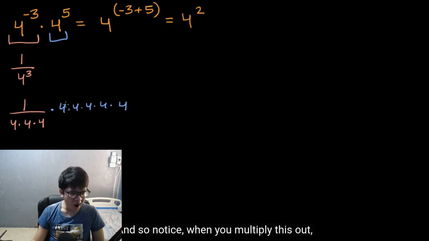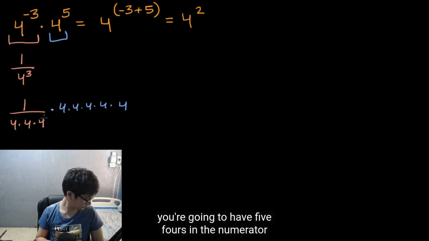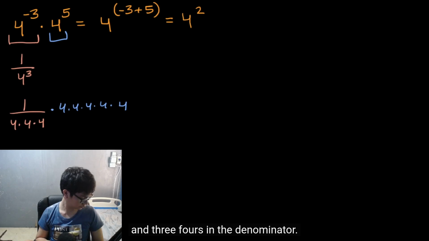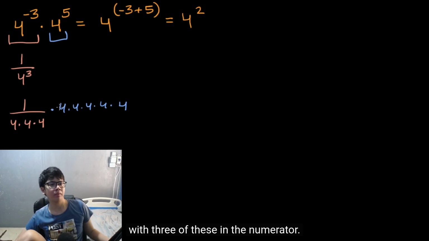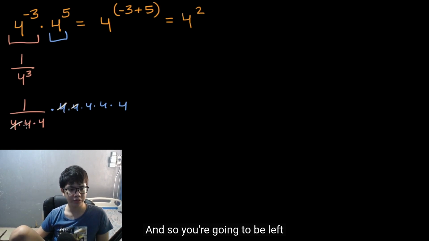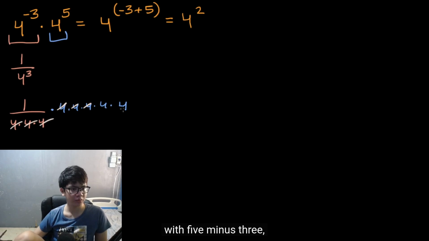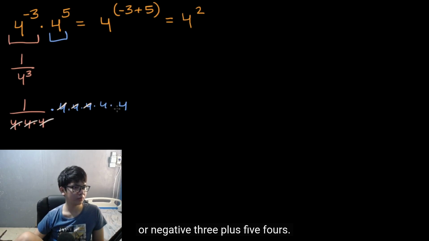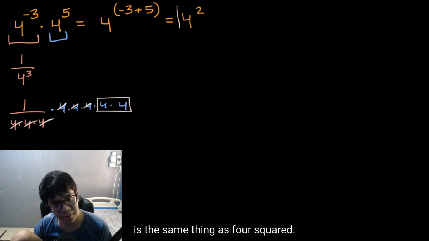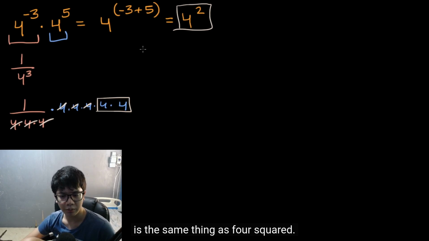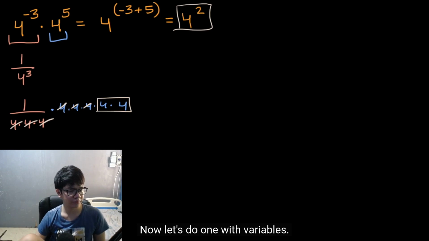Notice, when you multiply this out, you're going to have 5 4s in the numerator and 3 4s in the denominator. So 3 of these in the denominator cancel out with 3 of these in the numerator. You're going to be left with 5 minus 3, or negative 3 plus 5, 4s. So this 4 times 4 is the same thing as 4 squared. Now let's do one with variables.